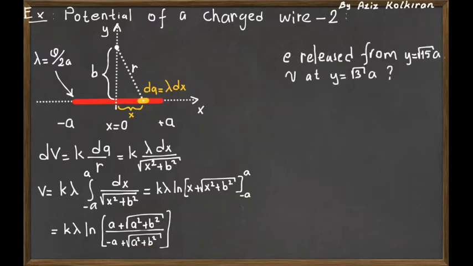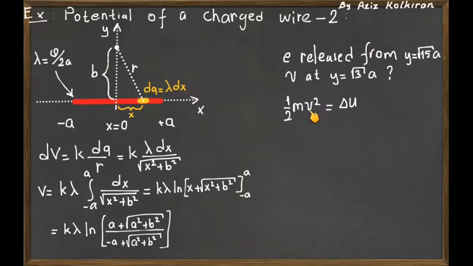So again, we have the question: if we release an electron on the y-axis from y equals the square root of 15 a, what is the speed of this electron at y equals the square root of 3 a? Again, the change in the potential energy of the electron will be equal to the kinetic energy gained by the electron, because it is released from rest.